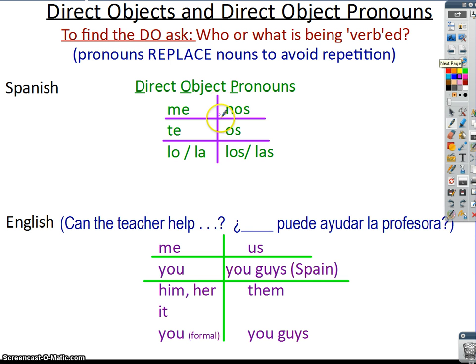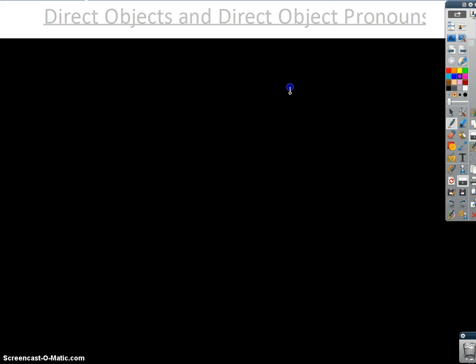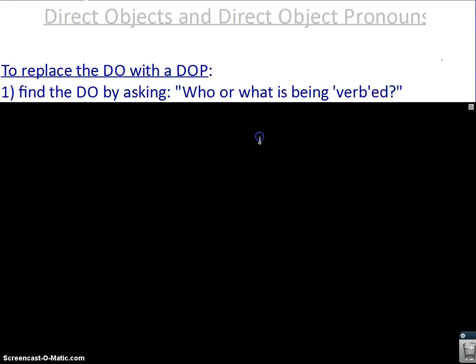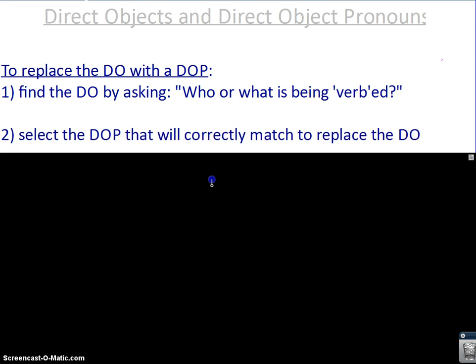So speaking of these direct object pronouns, how do we fit them into a sentence? To replace the direct object with a direct object pronoun, there are steps. Step 1, find the direct object by asking who or what is being verbed. Yes, we're writing that question down again. Hopefully now, because this is the 3rd time, it will be stuck in your head.